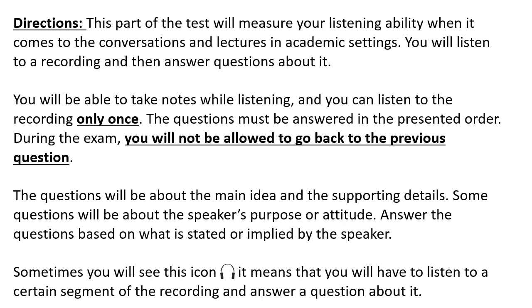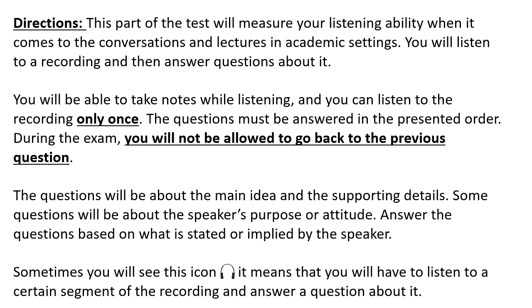During the exam, you will not be allowed to go back to the previous question. The questions will be about the main idea and the supporting details. Some questions will be about the speaker's purpose or attitude. Answer the questions based on what is stated or implied by the speaker.